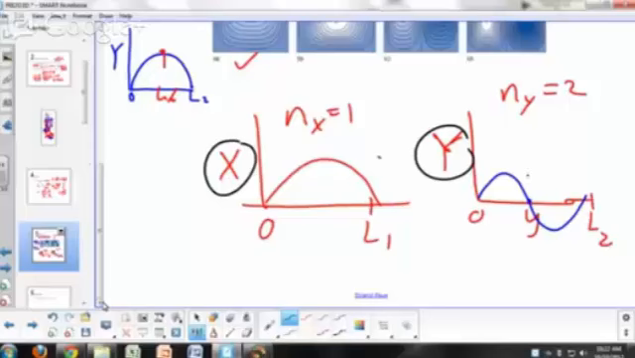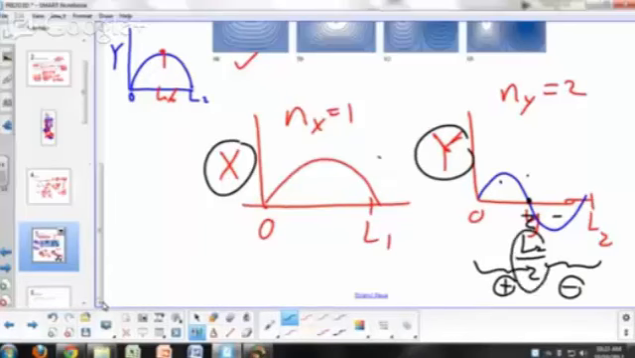Between y equals 0 and L2 over 2, you have a positive value, right? And between L2 over 2 and L2, you have a negative value. So positive times positive would give you a positive value for psi. Positive times negative would give you a negative value for psi. And the L2 over 2 value for y would be a node.